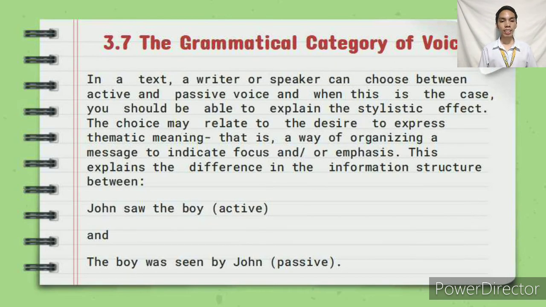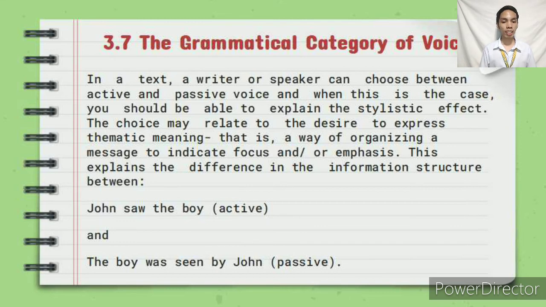In a text, a writer or speaker can choose between active and passive voice, and when this is the case, you should be able to explain the stylistic effect. The choice may relate to the desire to express thematic meaning, that is, a way of organizing a message to indicate focus and/or emphasis. This explains the difference in the information structure between "John saw the boy," which is active because John is the subject acting upon the boy, and the passive one, "The boy was seen by John."